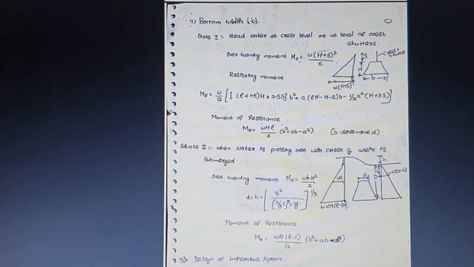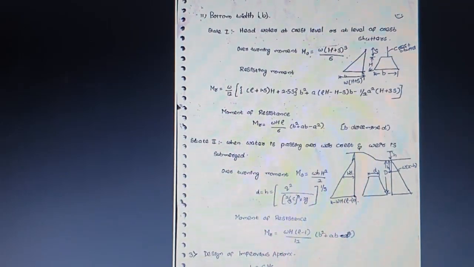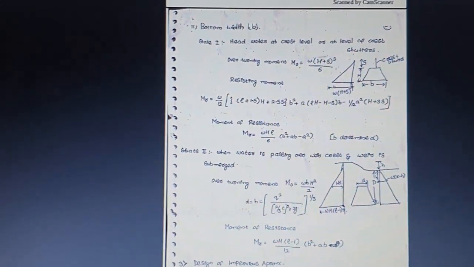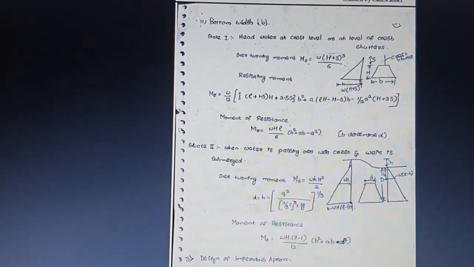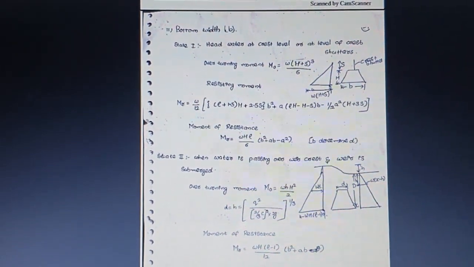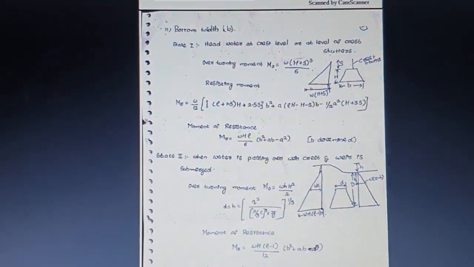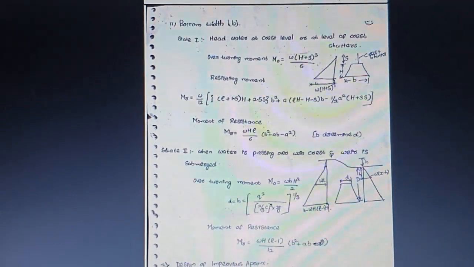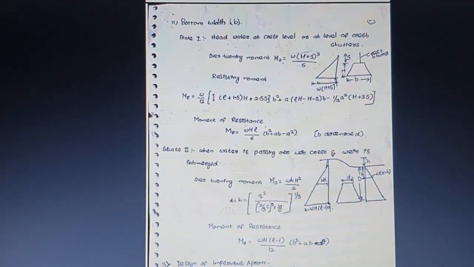And the next one, state 2, where the water level will be passing above or over the crest of the weir and the weir gets submerged. So in that case, for calculating the overturning moment, which is W into small h into H square by 2, and the value of small h is Q square by 2 by 3 into C square into (2G) whole to the power of 1 by 3. And in order to calculate the moment of resistance, MR is equal to W into H into (rho minus 1) by 12 into B square plus AB.